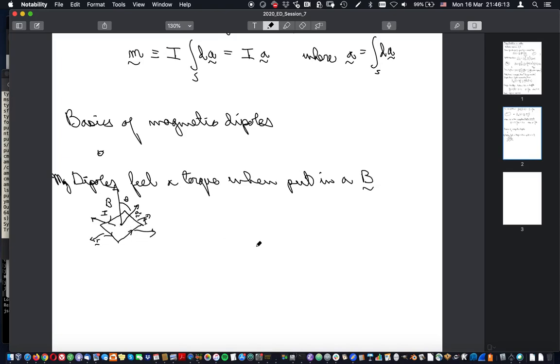And I don't know, if I do another drawing where now I'm looking at it this way. So here's my B, and now I'm looking at my problem along this way. Okay, I don't know if you can picture it. So I've got my current flowing this way. This edge here is this edge here. This one is hidden behind here somewhere.